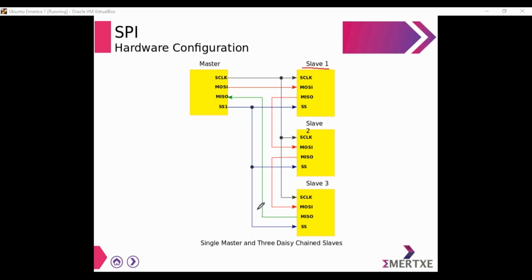Understood this? Okay. So that is the second hardware configuration of a single master and multi-slave with the help of daisy chain configuration.